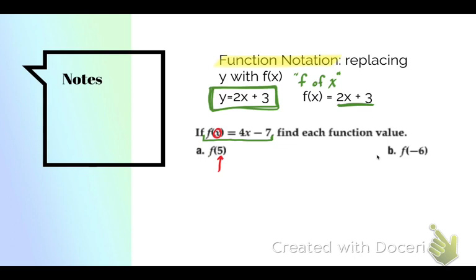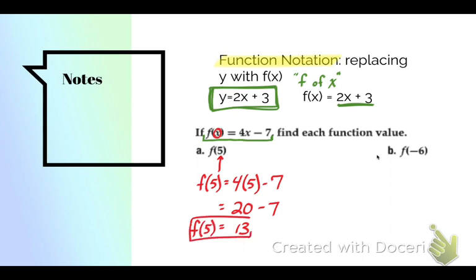So all I'm going to do is take my function, and instead of writing 4x minus 7, I'm going to substitute a 5 in place of that x. So when I solve this, 4 times 5 is 20. So my function at the value of 5 equals 13. That would be my answer. I can do the same thing over here on letter B. This one's asking me to evaluate the function at -6. So again, in place of the x, I'm going to put a -6.